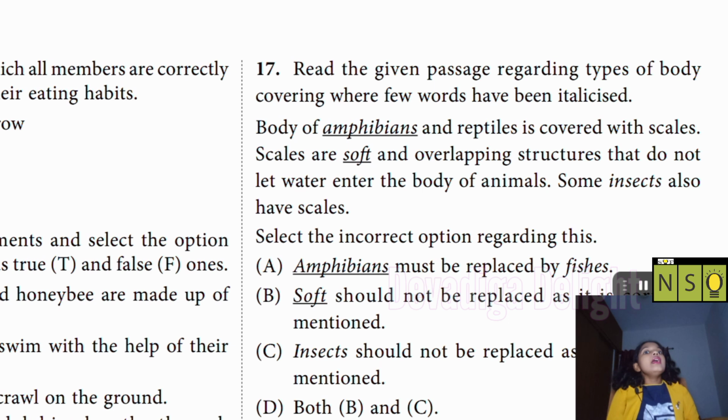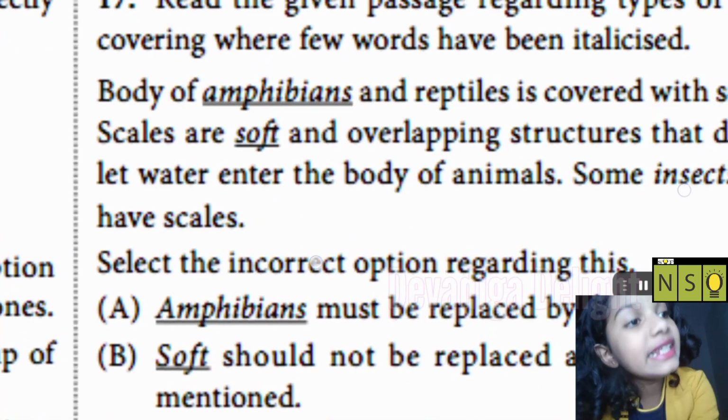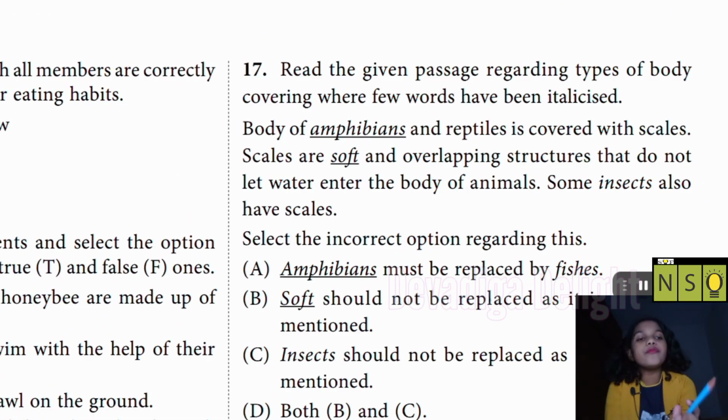Now they are asking, read the given passage regarding the types of body covering, where few words have been italicized. So here, if you see, the body of amphibians and reptiles are covered with scales. Here the word amphibian is italicized. The body of a reptile is covered with scales, but the body of an amphibian is not covered with scales, it has its own skin.